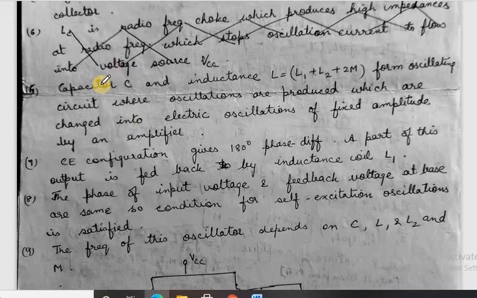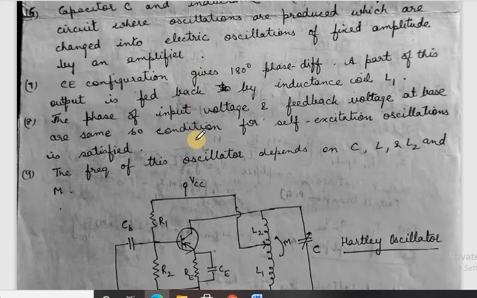Next, in the tank circuit we have a capacitor C and inductance L. This inductance is a combination of the two inductance coils L1 and L2, and if their mutual inductance is M, then the total inductance will be L1 plus L2 plus 2M, one M for each coil. These L and C form an oscillating circuit where oscillations are produced, which are changed into electrical oscillations of fixed amplitude by the amplifier. So this is the general circuit of the Hartley oscillator.